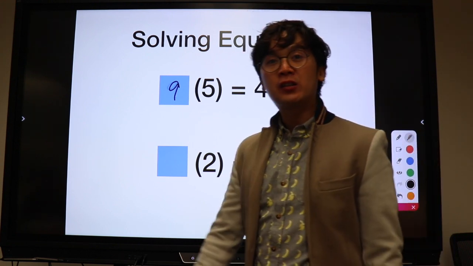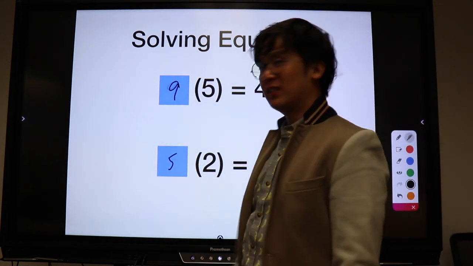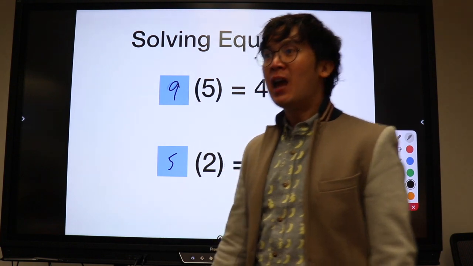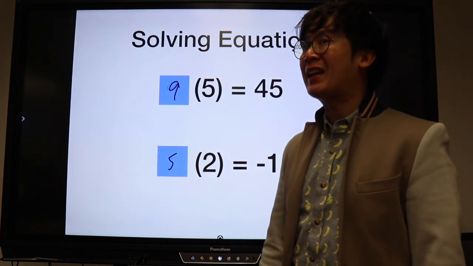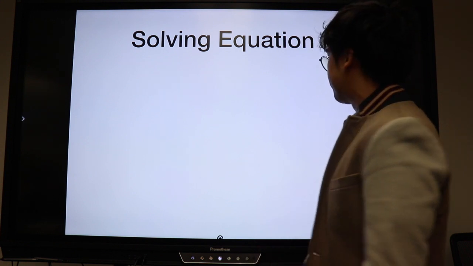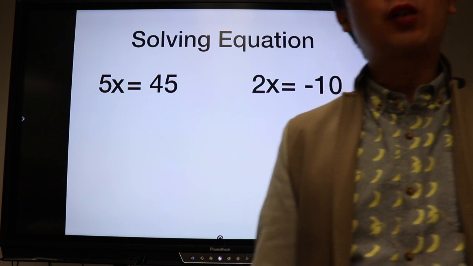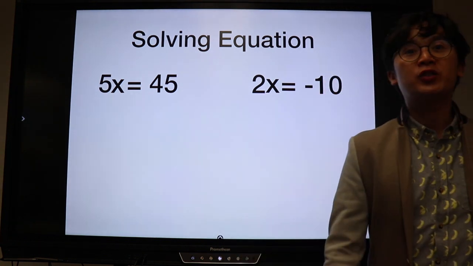What is the number that you need to multiply to 2 so that it will equal to 10? 5. It's pretty basic and pretty simple. Now, how are we going to translate this into an algebraic equation? It will turn into this. 5x is equal to 45 and 2x equal to negative 10.